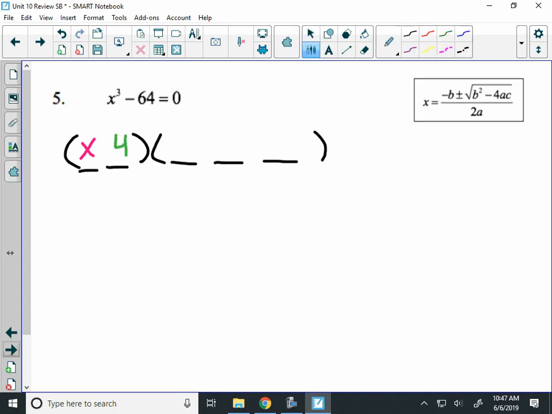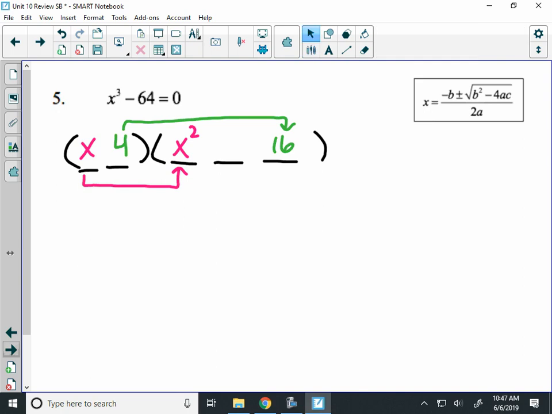All right, I take x and I square it to fill in the first blank. I take 4 and I square it to fill in the last blank. To fill in the middle here, I multiply them together to get 4x. For all my signs, I use the acronym SOAP. Start with a minus. Same, opposite, always positive.